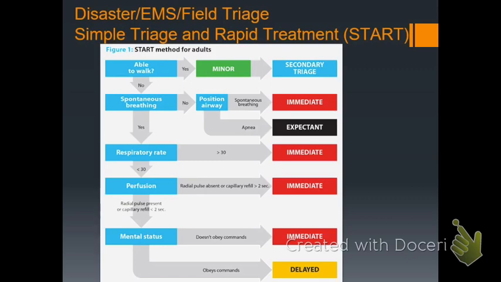But basically, checking their mental status is the D part of it. So A, B, C, D. And if you pass A, B, C, D, mental status, you can obey commands, then you move to yellow.